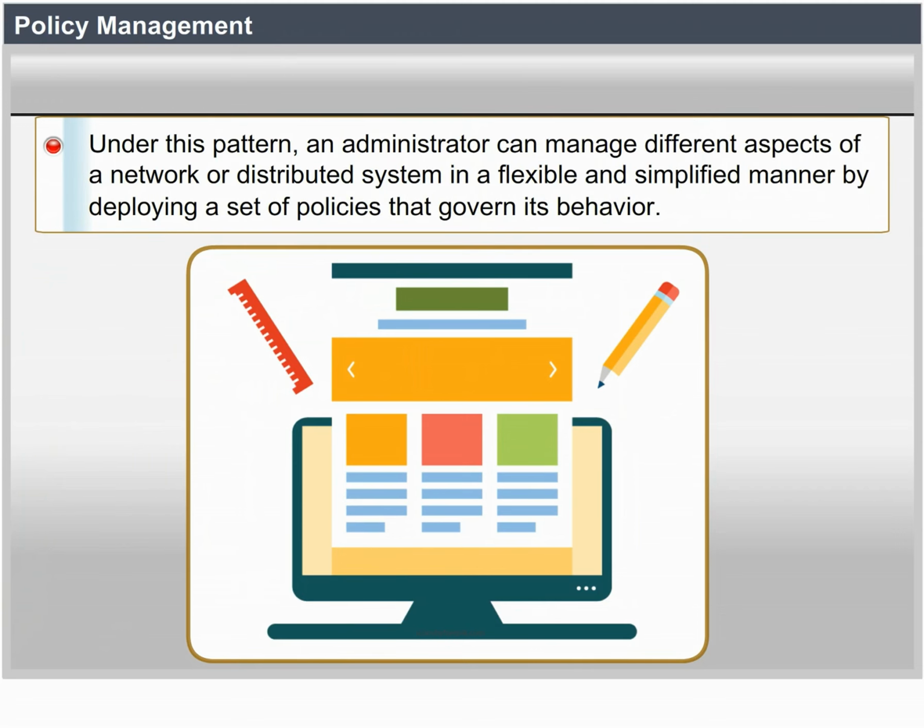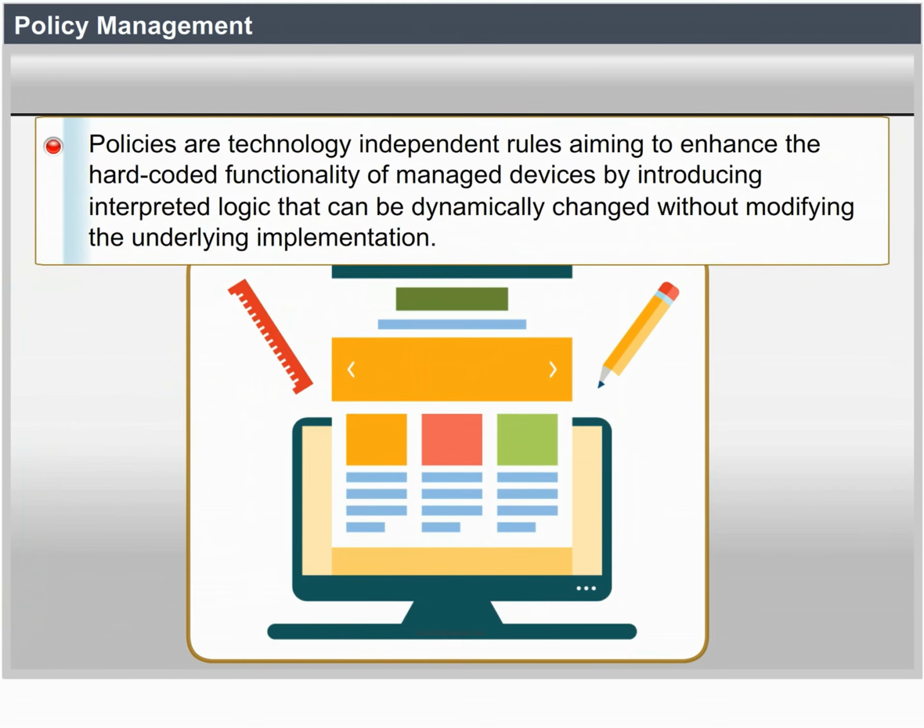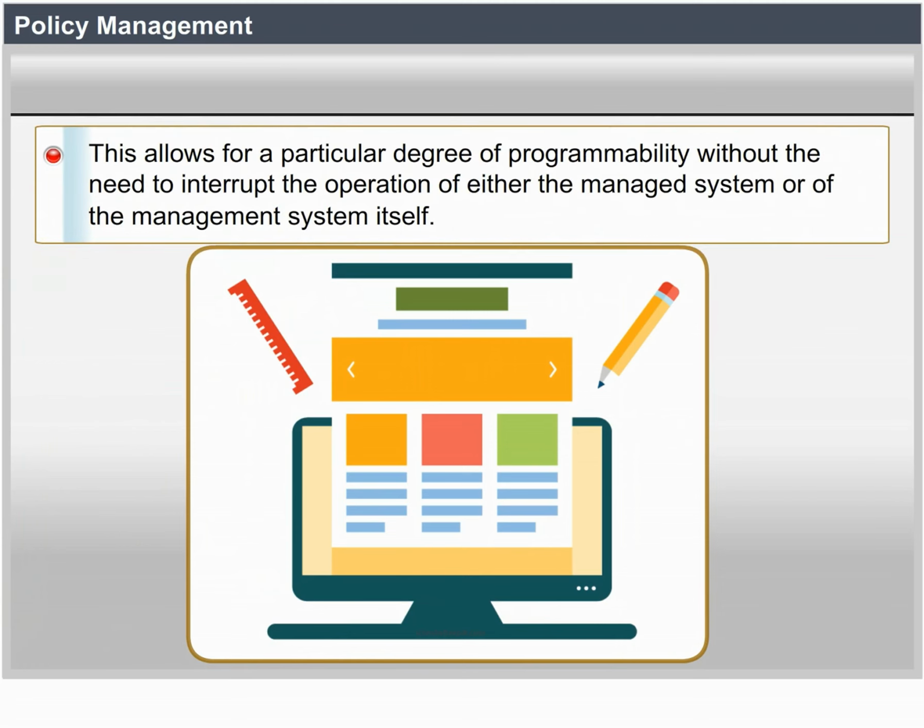Policies are technology-independent rules aiming to enhance the hard-coded functionality of managed devices by introducing interpreted logic that can be dynamically changed without modifying the underlying implementation. This allows for a certain degree of programmability without the need to interrupt the operation of either the managed system or of the management system itself.